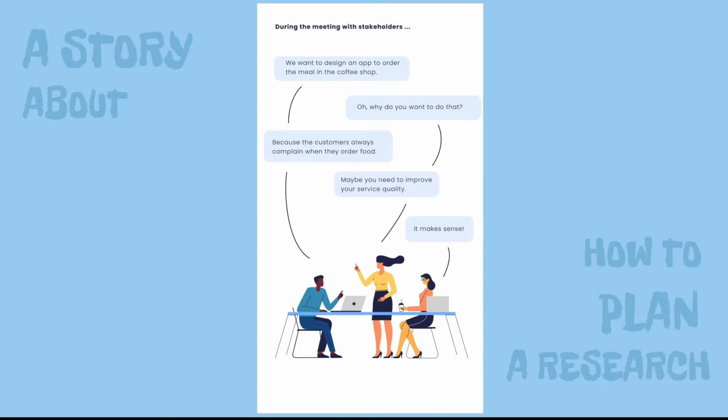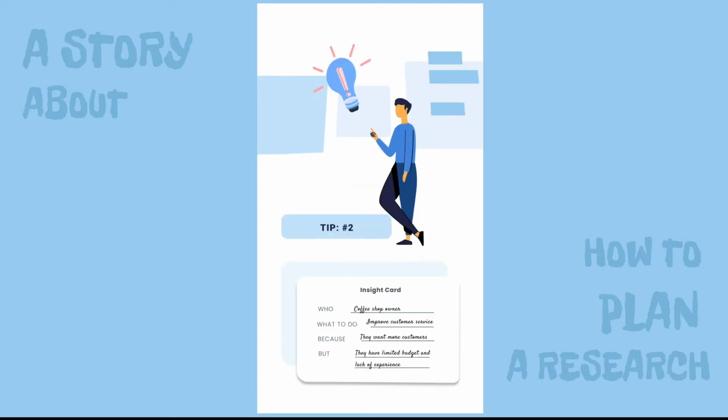During the meeting with stakeholders: We want to design an app to order the meal in the coffee shop. Oh, why do you want to do that? Because the customers always complain when they order food. Maybe you need to improve your service quality. It makes sense.